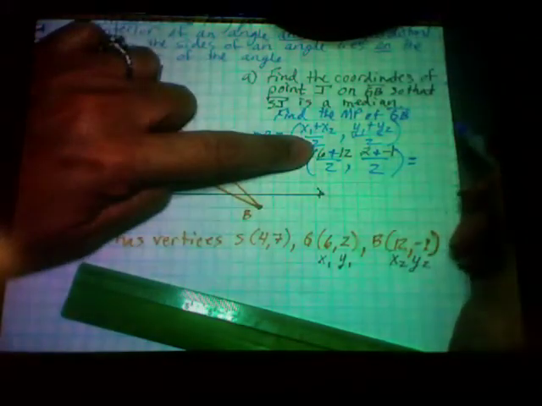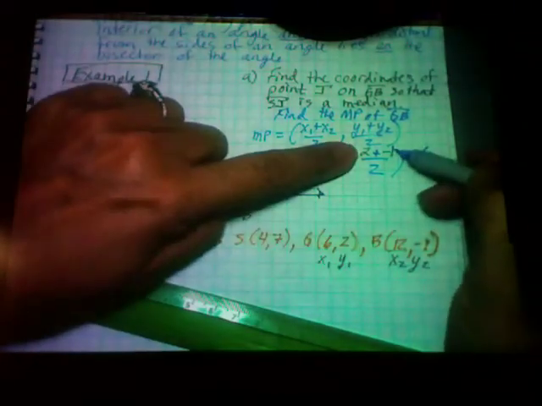What's 6 plus 12? Everybody? I know you know how to add. What is it? Thank you. Divided by 2? 9. What's 2 plus a negative 1?